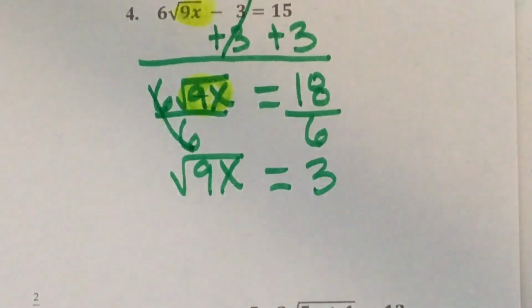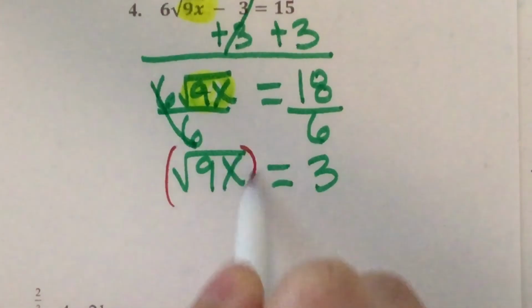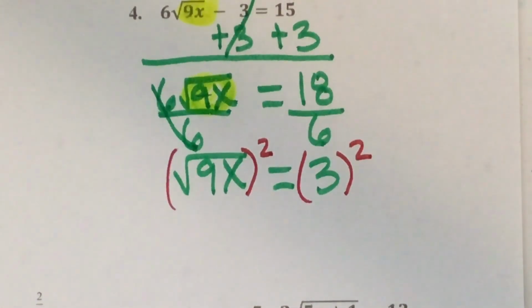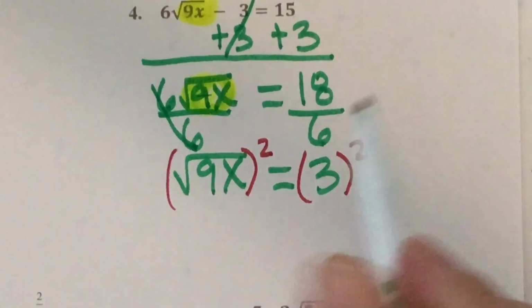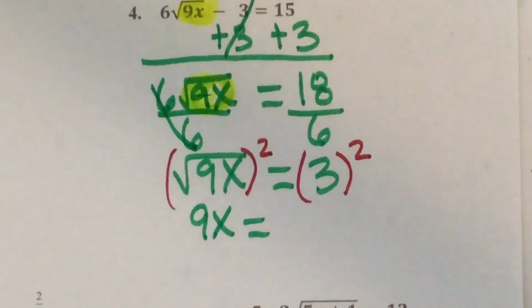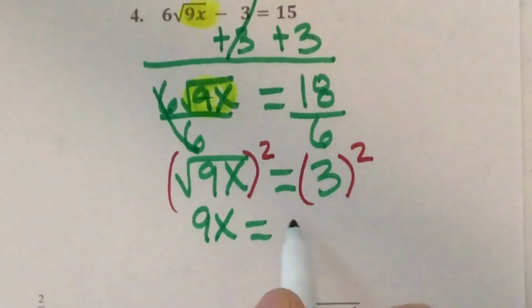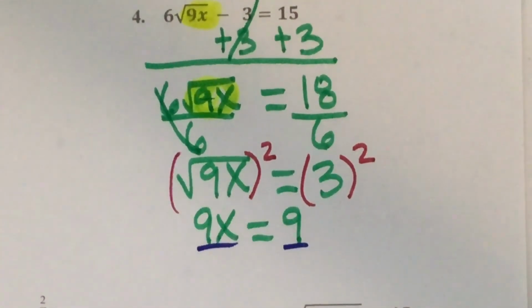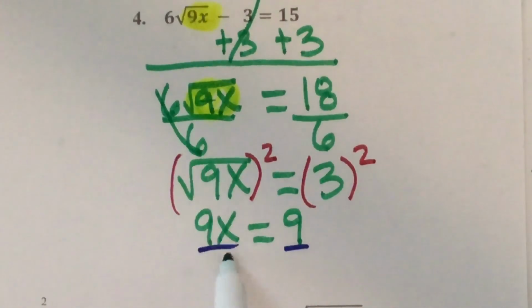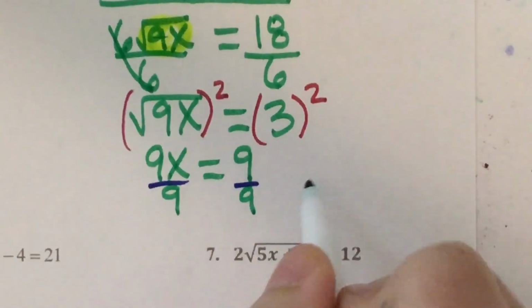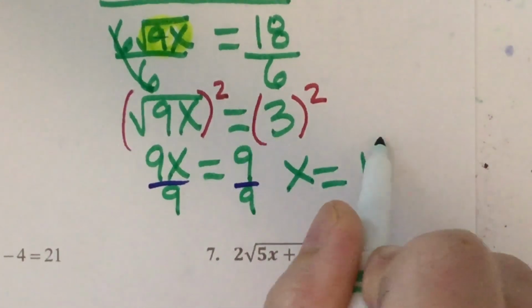Okay, and then to get rid of a square root, we square. And if I square the left side, I square the right side. On the left side, the squared and square root cancel, leaving 9x. And on the right side, 3 squared makes 9. And now to get rid of multiplication, I divide. So I'm going to divide both sides by 9, and the answer is going to be 1. So my answer is x equals 1.